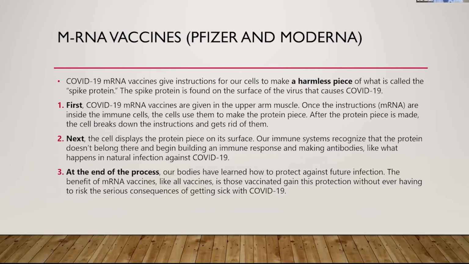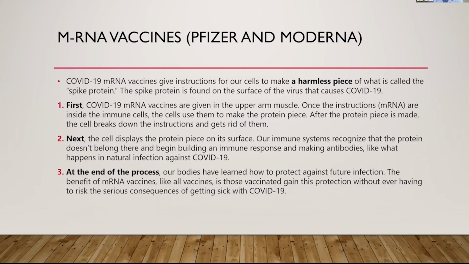So again, this kind of goes through that a little bit. This is a nice slide because it goes piece by piece in terms of how it works. So the first step, the vaccine is given, the Pfizer or the Moderna is given in the arm. The instructions, that mRNA, goes inside of our immune cells. The cells then make the protein piece. After that protein piece is made, the cells break down the instructions and get rid of them. So those instructions, that mRNA vaccine, is gone after it's created that.